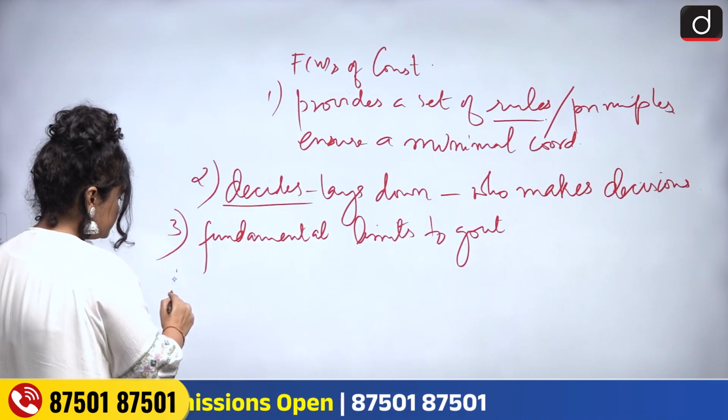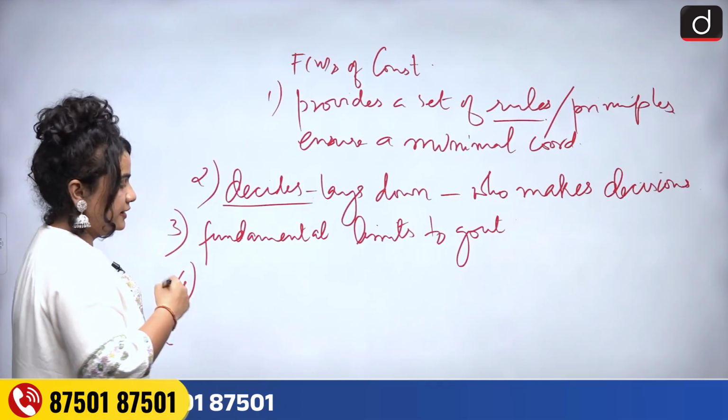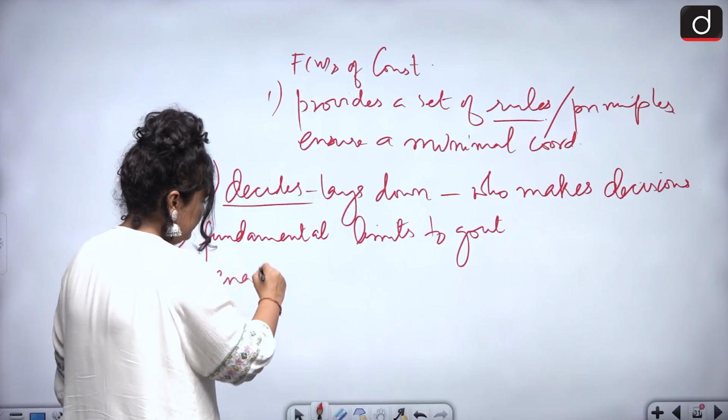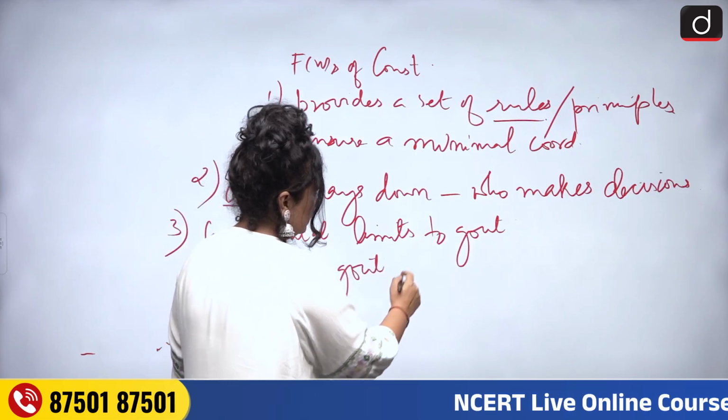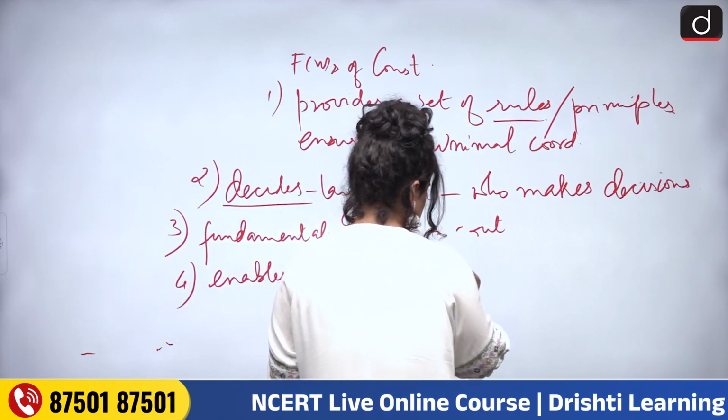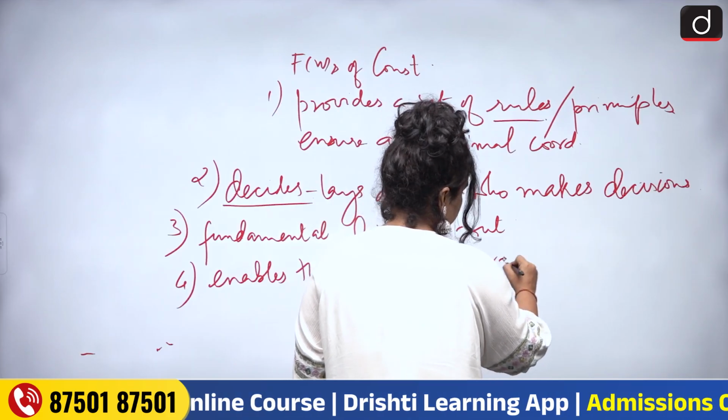All right. Now the fourth function is that the Constitution enables the government to fulfill the aspirations of the people.